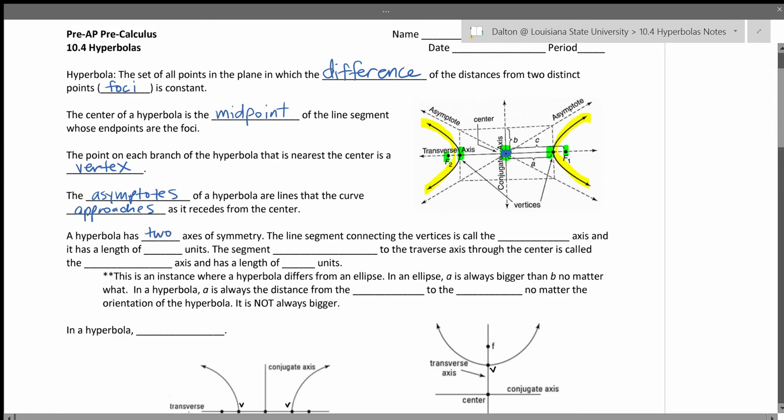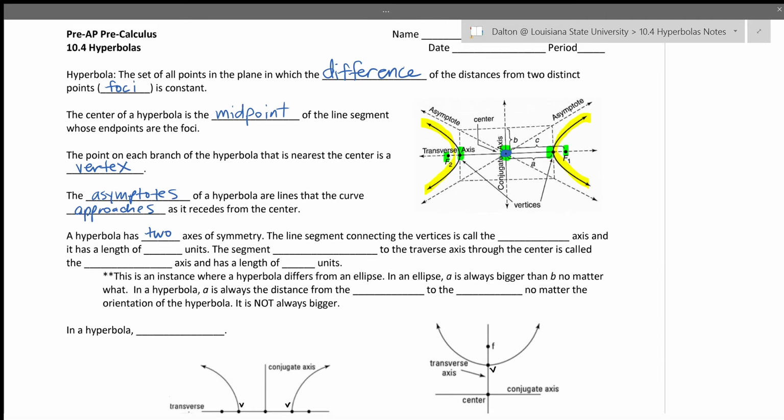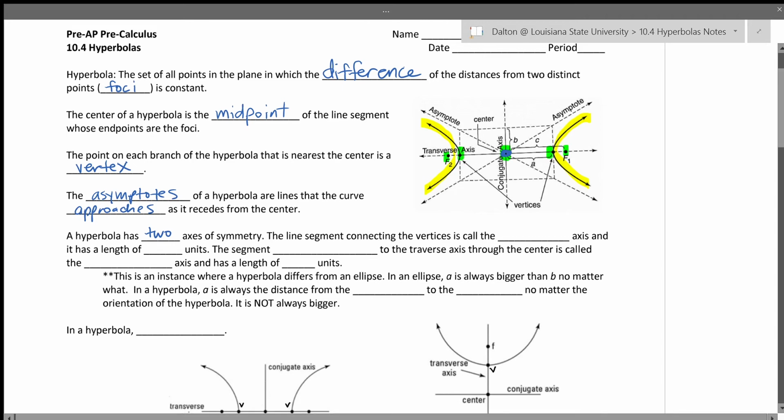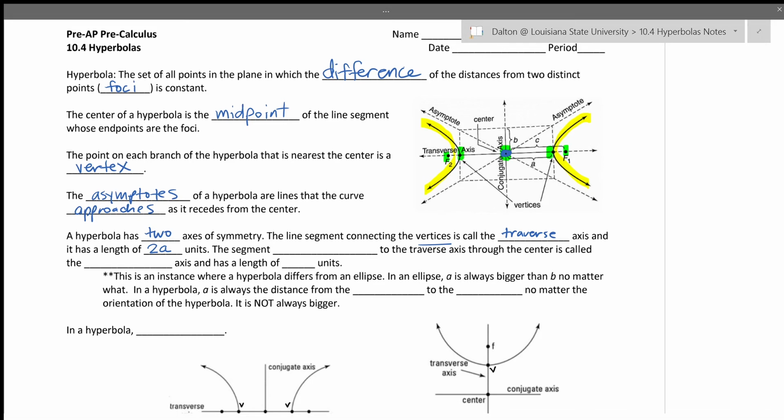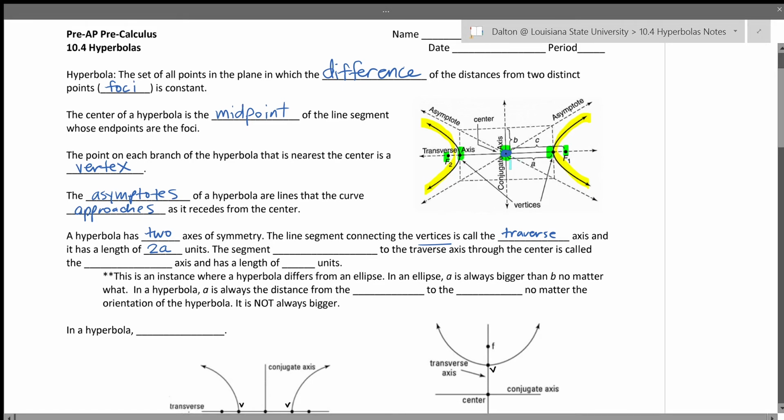Okay, to explain other parts of this hot mess of a diagram here, the hyperbola has two axes of symmetry. The line segment connecting the vertices, in this case, is horizontal. That's not always the case. But whichever one connects the vertices is called the transverse axis. I'm going to say that's like the main axis. It has a length of 2a units. So you'll notice on the picture here, a is the distance between C and a vertex.